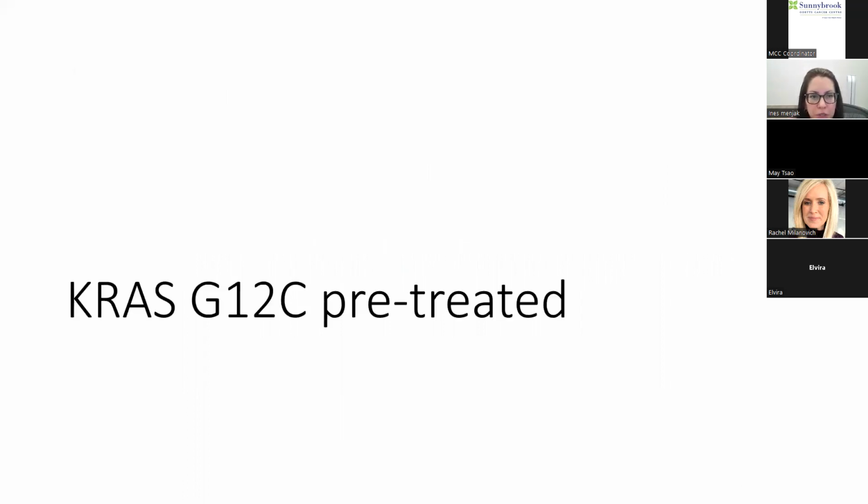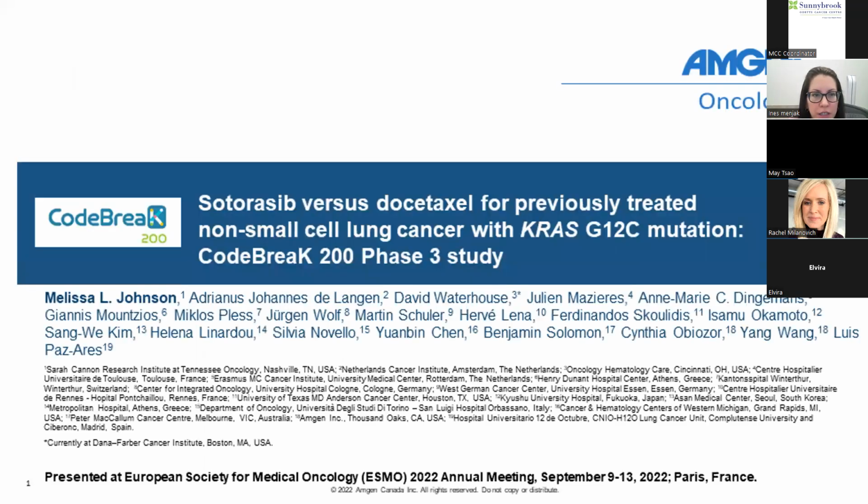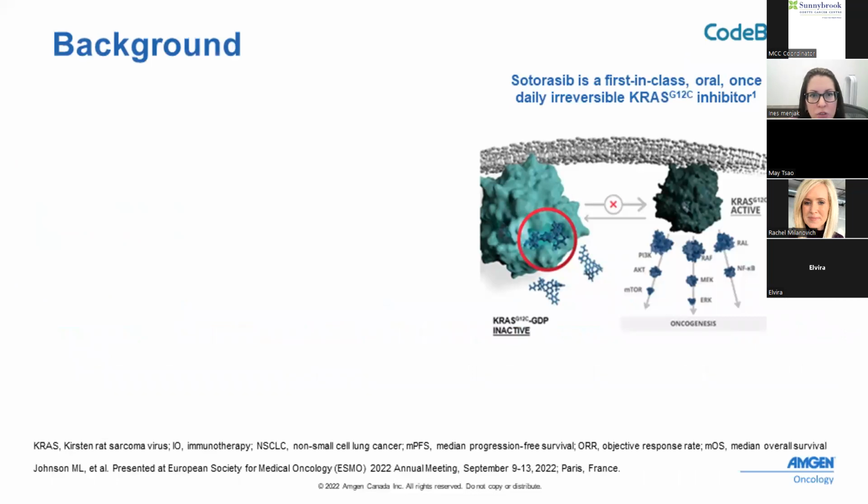So KRAS G12C, there's a couple of studies presented. This one I snuck in, it was actually from ESMO, but I think it's important. I think it will hopefully change practice for us. So this is looking at sotorasib versus docetaxel for patients with KRAS G12C mutation. These are patients who were previously treated. KRAS mutation occurs in about 14% of non-small cell lung cancers. So sotorasib is an oral irreversible KRAS G12C inhibitor.